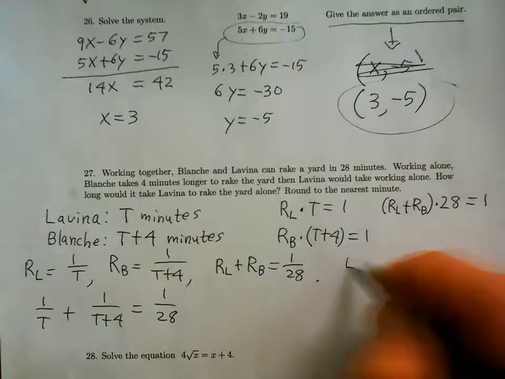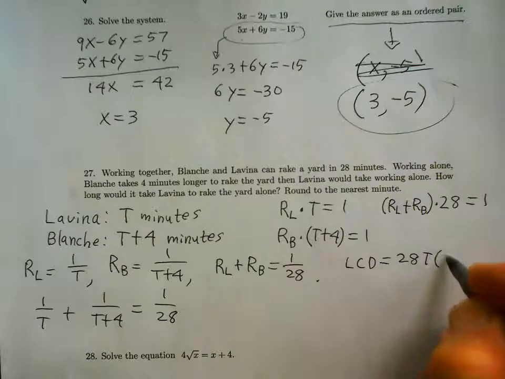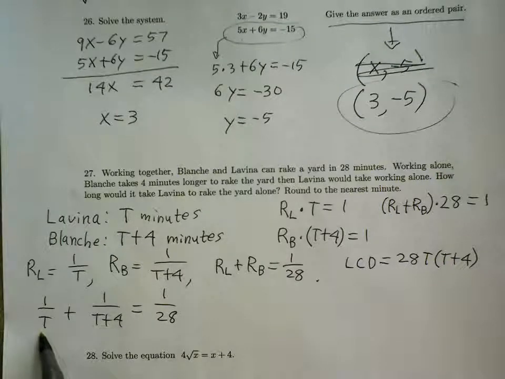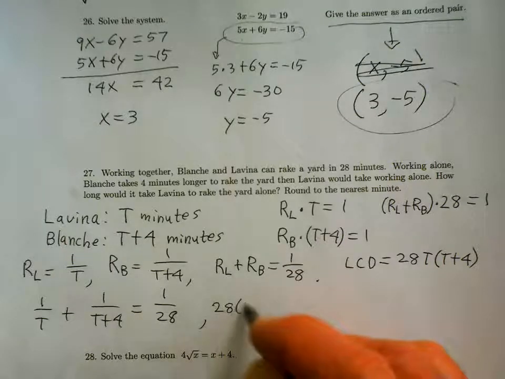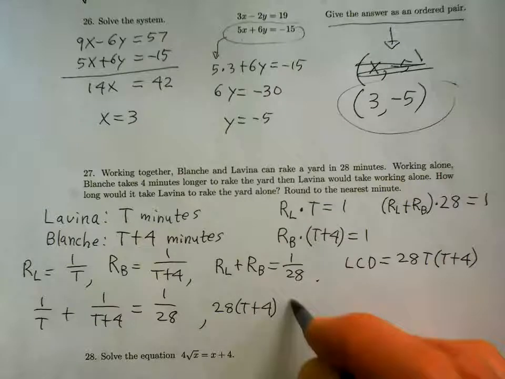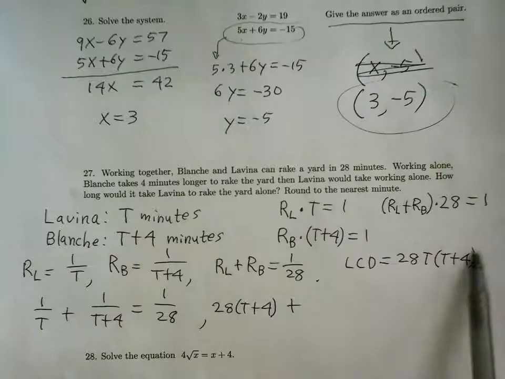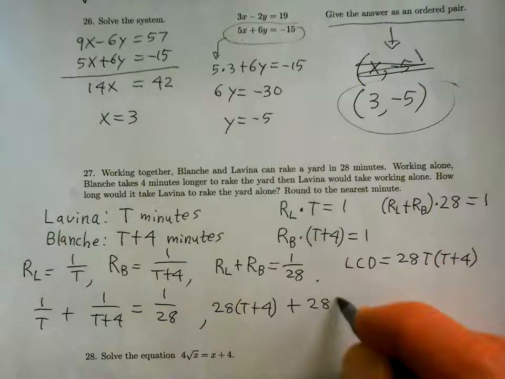The least common denominator is 28 times T times the binomial T plus 4. And when we multiply every term on both sides of this equation by the least common denominator, multiply that by 1 over T, the T's cancel, so we're left with 28 times T plus 4. Multiply the next term, 1 over T plus 4, by the least common denominator, the T plus 4 factors cancel, so we're left with plus 28T.